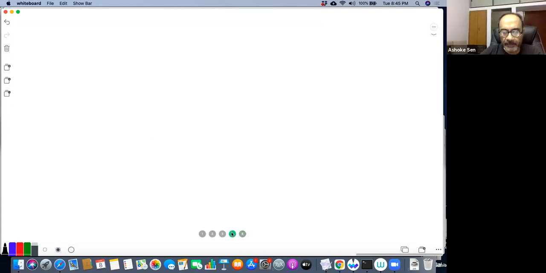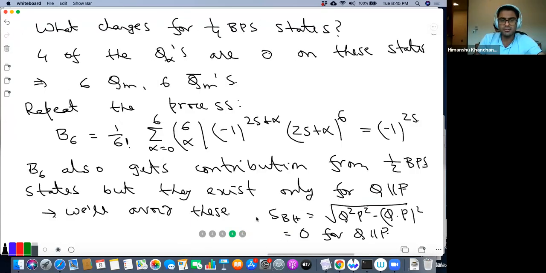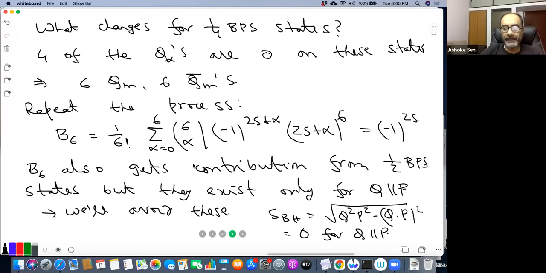Okay, so let me now... When you say you will avoid this, what do you mean? We are fixing a Q and P and analyzing this, right? I see. So basically, we will choose Q to be not parallel to P. Okay, thanks. We'll analyze B6 only for those charges, because in any case, for Q parallel to P, this black hole entropy vanishes.